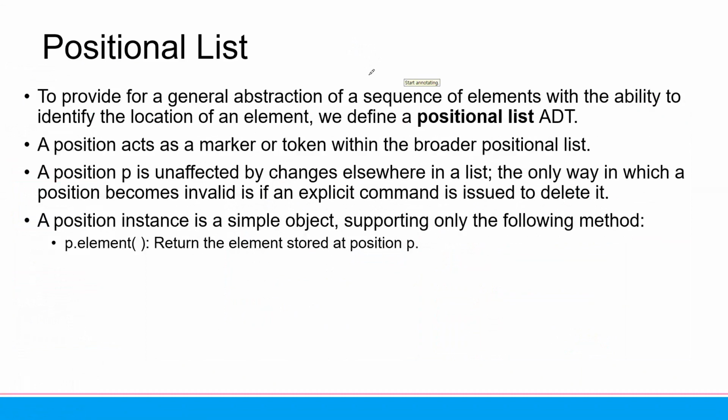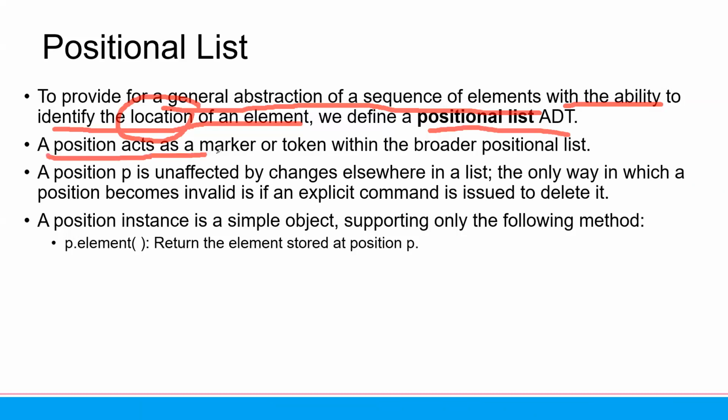The positional list is to provide the general abstraction of a sequence of elements with the ability to identify the location of an element. So the point here is we want to know the location. So this is defined as the positional list ADT, the abstract data type.